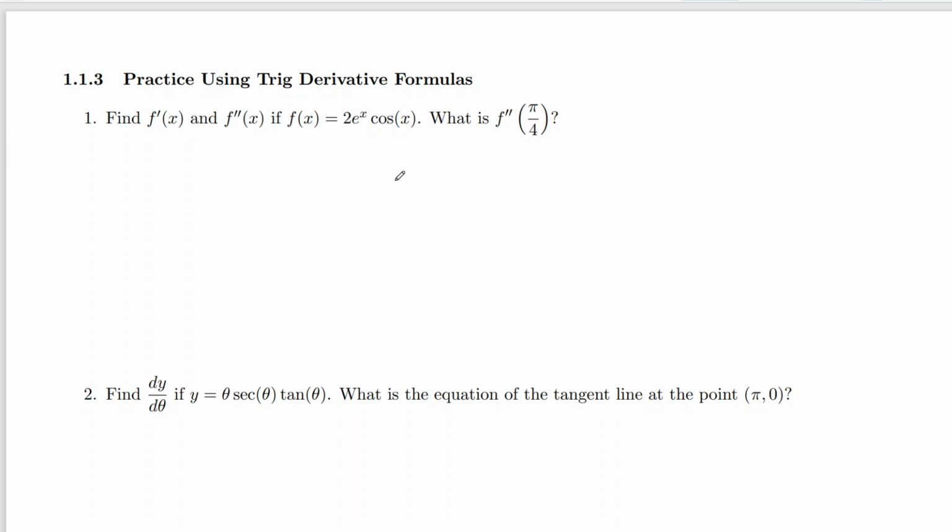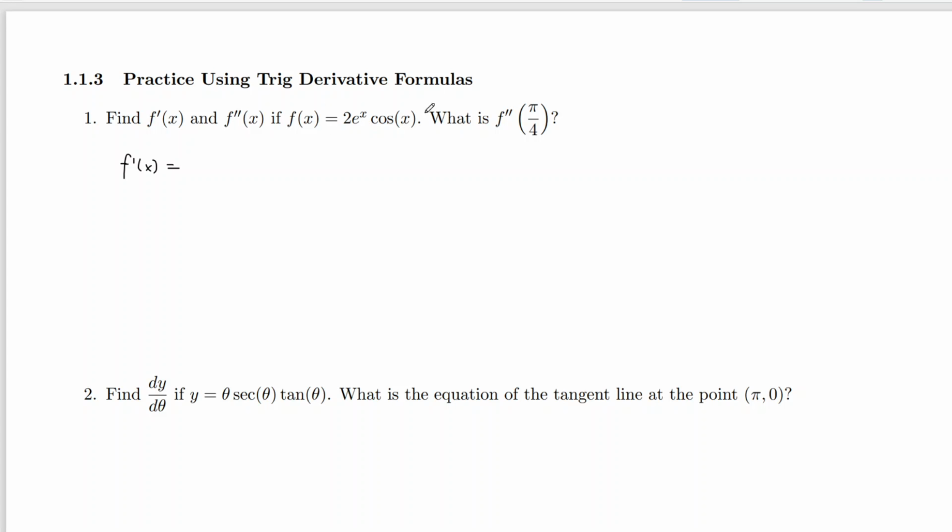Number 1 says find f prime of x and f prime prime of x. We want the first 2 derivatives if f of x equals 2e to the x times cosine of x. And then, just for the sake of making sure we're practicing plugging in and doing things correctly, what is f prime prime of pi over 4? Well, of course, we got to do the first derivative first before we can get the second derivative. Let's go ahead and do that.